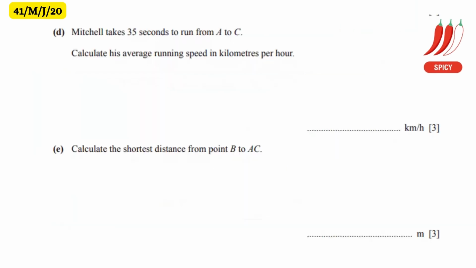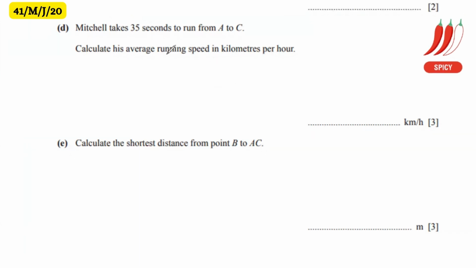And it says Mitchell takes 35 seconds to run from A to C. Calculate his average running speed in kilometers per hour. So from A to C, your distance was 115 meters. He takes 35 seconds to run from A to C. They want the average speed in kilometers per hour.